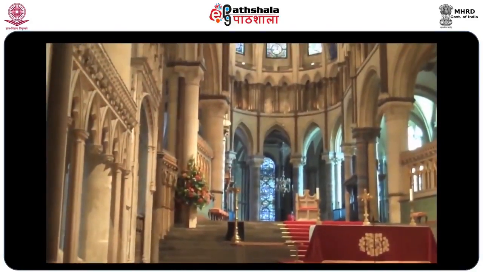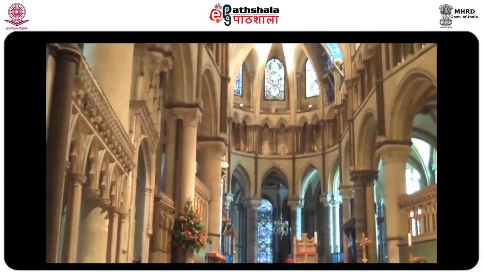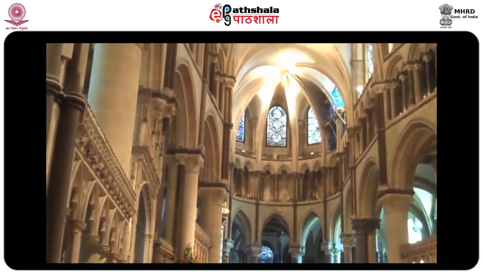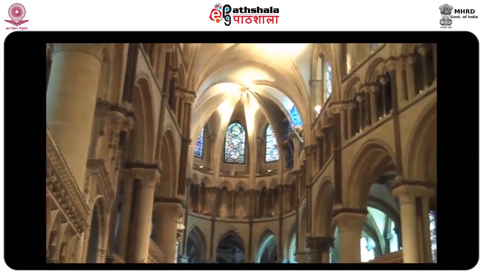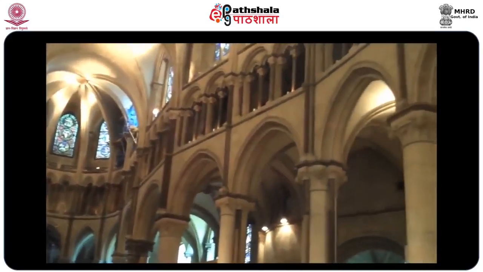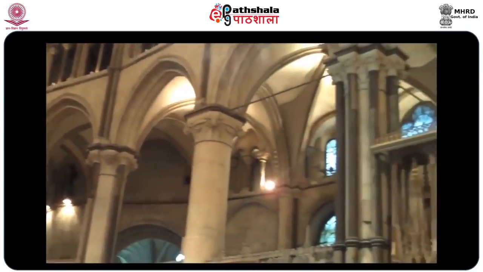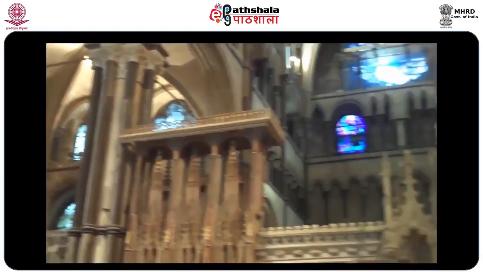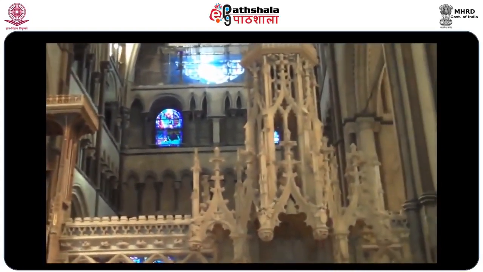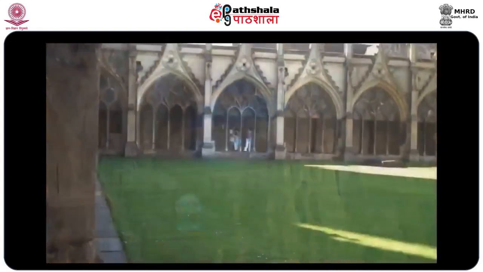I'm now standing in the choir, looking up past the cathedra, known as St. Augustine's Chair, into the apse and the site of Becket's shrine. Next, we're going to move into the cloisters just outside the cathedral.